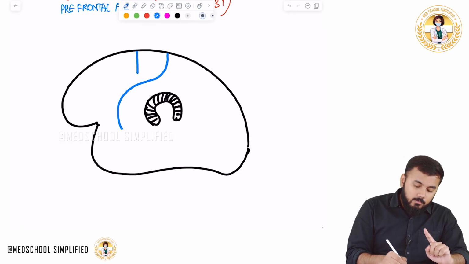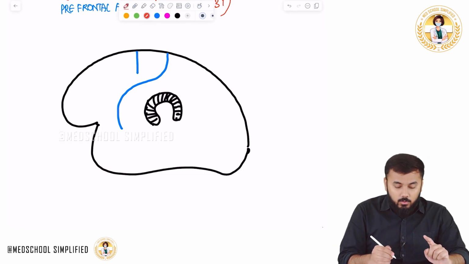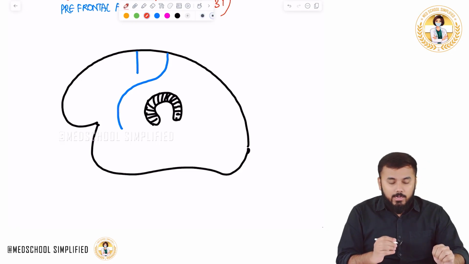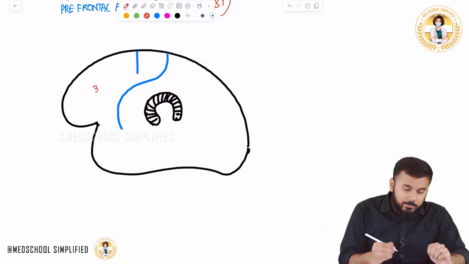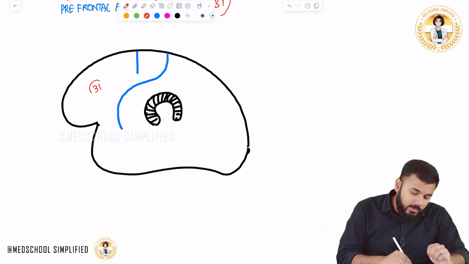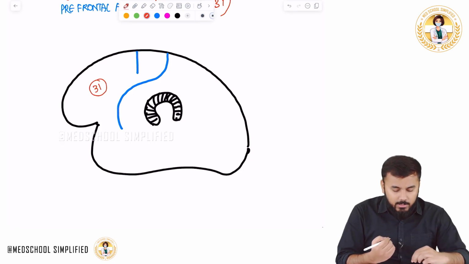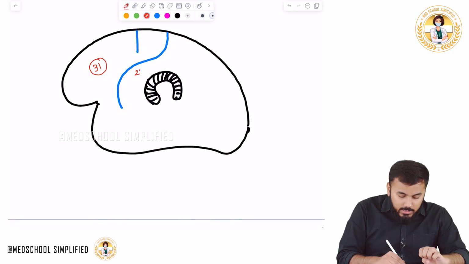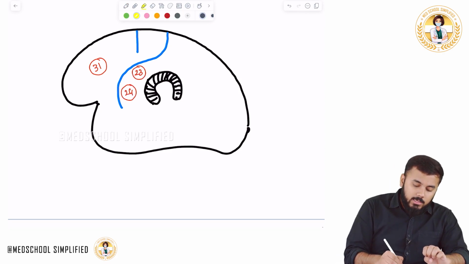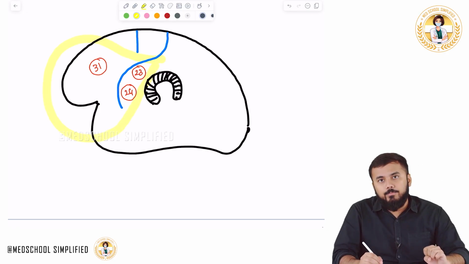Now, one very important thing you have to know is where this prefrontal area is. See, here this is the medial surface, right? This is area number 31. Okay, area number 31. Next, this is called area number 23, and this is called area number 24. It means this entire area is your prefrontal area.